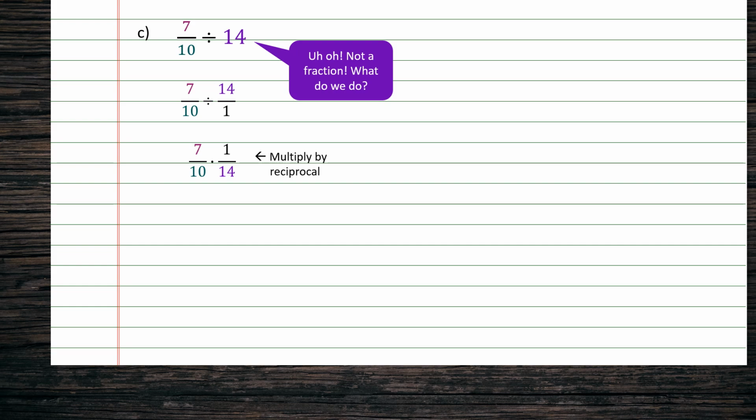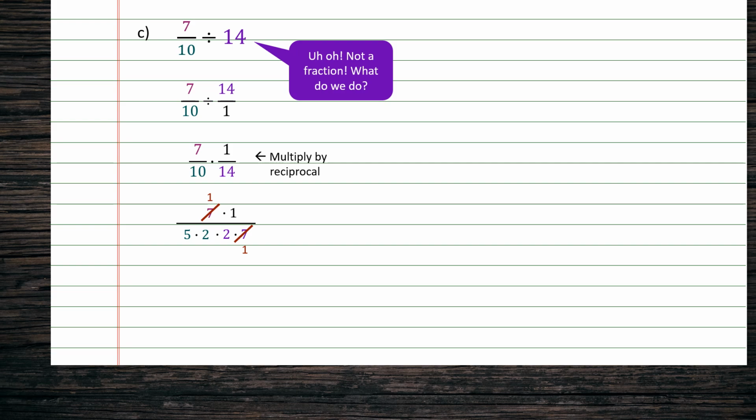We're ready now to multiply by doing top times top, bottom times bottom. 7 cannot factor, so it will remain a 7. 1 cannot factor, so it will remain a 1. In the denominator, we have 10 times 14. Well, 10 can factor into 5 times 2, and 14 can factor into 2 times 7. Now that we see our factors, we're ready to reduce. Notice we do have a common factor of 7, so those values reduce to 1.